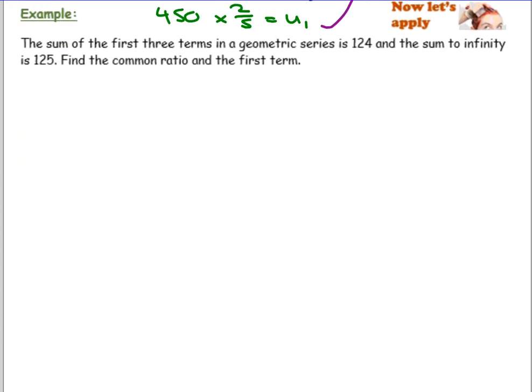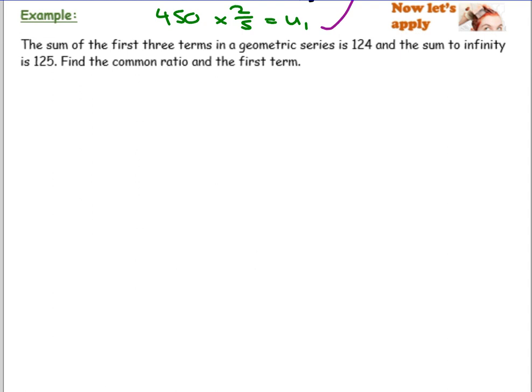The sum of the first three terms in a geometric sequence is 124, and the sum to infinity is 125. So they've told us two things. They've told us a regular sum, for the finite geometric series, using the regular geometric series formula. The sum of the first three terms is 124. They've also told us the sum to infinity is 125. They're pretty close to each other. Find the common ratio and the first term.